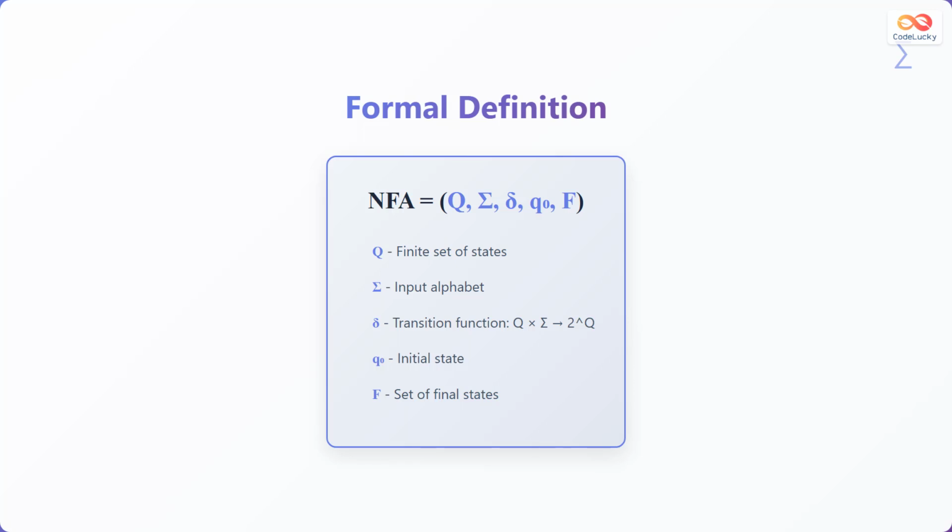Delta represents the transition function, which maps a state and an input symbol to a set of possible next states, denoted as 2 to the power Q. Q subscript 0 represents the initial state where the automaton starts. F represents the set of final states, also known as accepting states.